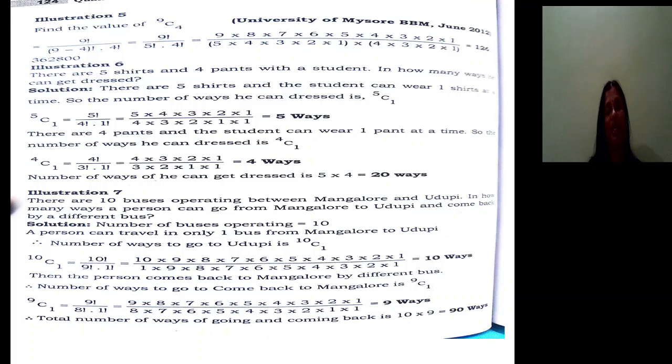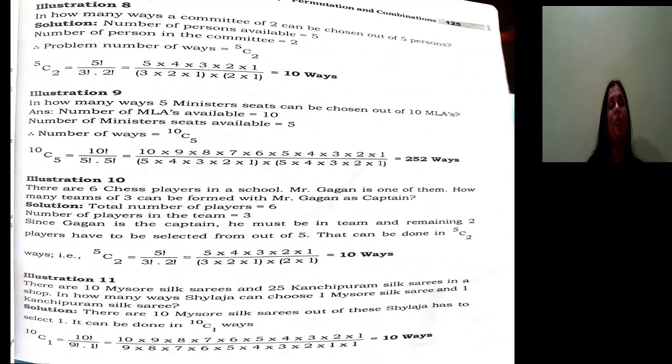So he can go to Mangalore by making use of 10 bus in 10 ways. He can come back in another bus from Mangalore to Udupi in 9 ways. The total ways in which he can go and come back is 10 into 9, that is 90 ways. In how many ways a committee of 2 can be chosen out of 5? So answer is 5C2. So 5C2 is 10 ways.